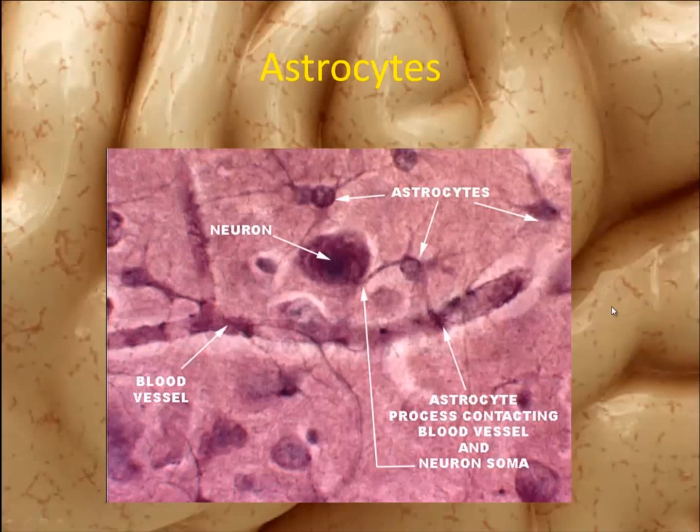A couple of great slides that I found online actually show these glial cells. And here we can see astrocytes making a connection with a blood vessel and then in close proximity to a neuron. So here we see a neuron cell body.